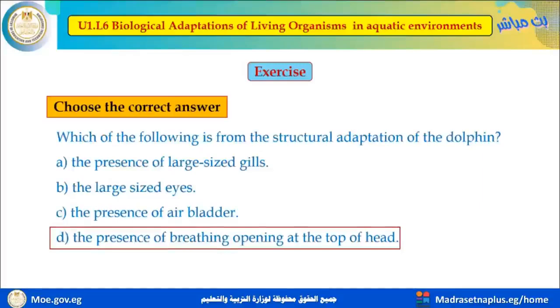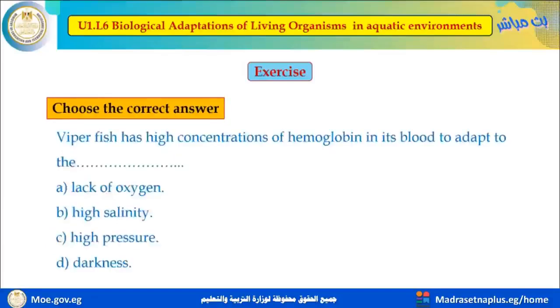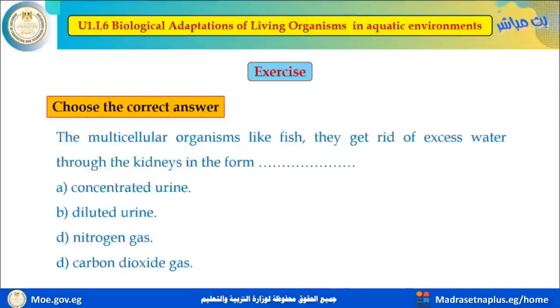Okay, my dear student, let's go for another question. Try to follow me and read with me. Viper fish has a high concentration of hemoglobin in its blood to adapt to the lack of oxygen, high salinity, high pressure, darkness. Yes, that's right. Lack of oxygen. So that it has what? High concentration of hemoglobin that helps to carry more oxygen to the different parts of the fish. It's good.